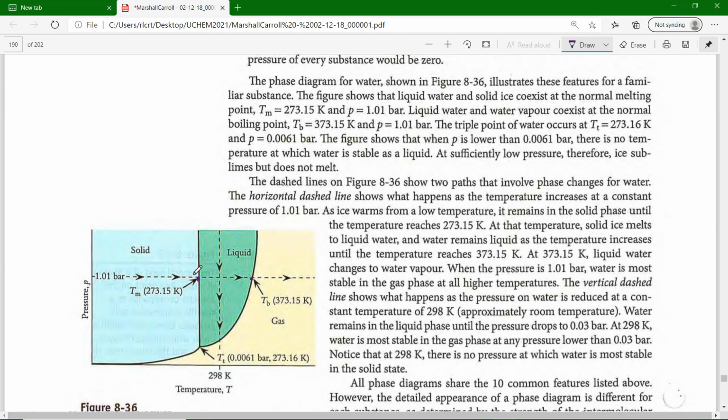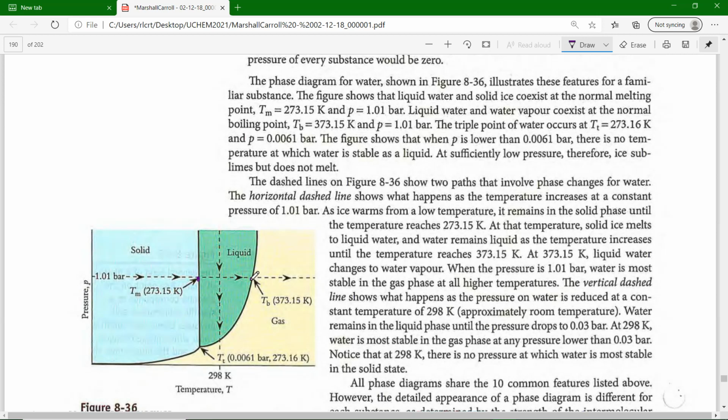The dashed lines show two paths that involve phase changes for water. The horizontal dashed line shows what happens as temperature increases. As ice warms, it remains solid until it reaches 273.15. The solid ice then melts to liquid water, and water remains liquid as the temperature increases until it goes to 373.15. Then it changes to water vapor. The pressure is 1.1 bar. Water is most stable in the gas phase at all higher temperatures.